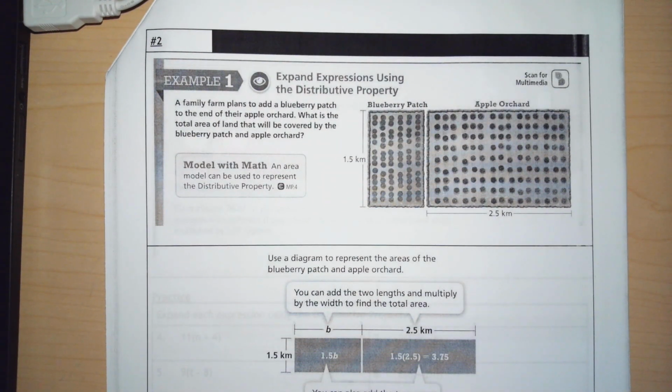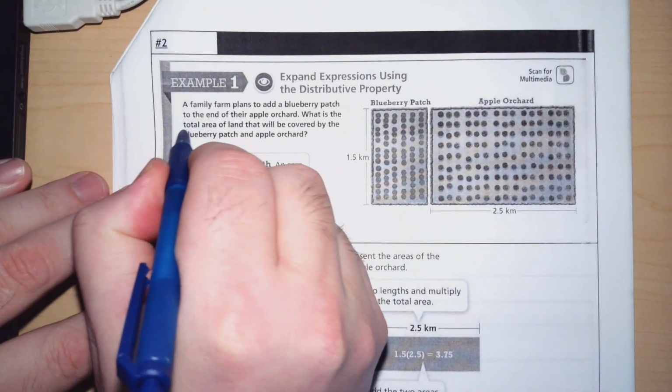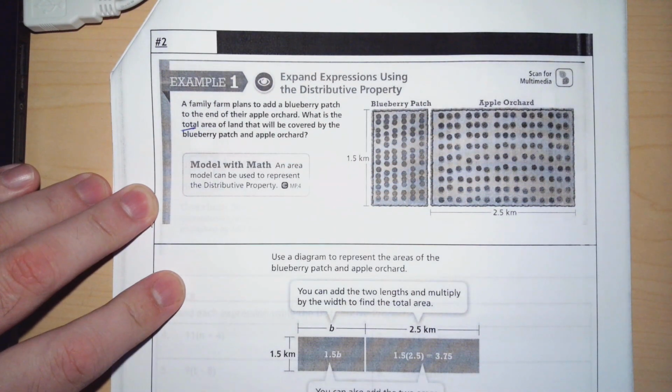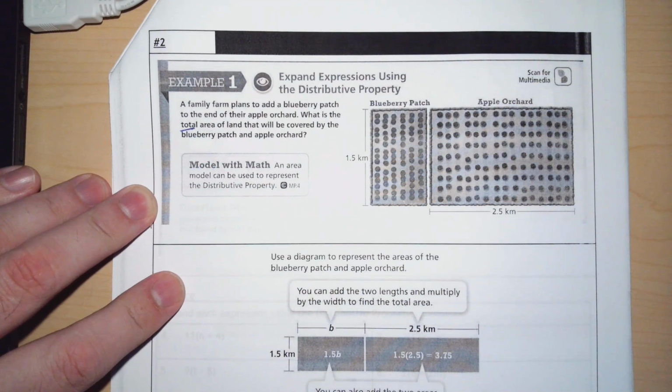At this point, you've finished the do now and you've flipped over to the next page. Here we're talking about how to expand using the distributive property. It says a family farm plans to add a blueberry patch to the end of their apple orchard. What is the total area of land that will be covered by the blueberry patch and the apple orchard? So underline the word total. So total tells us that we're going to be using addition.